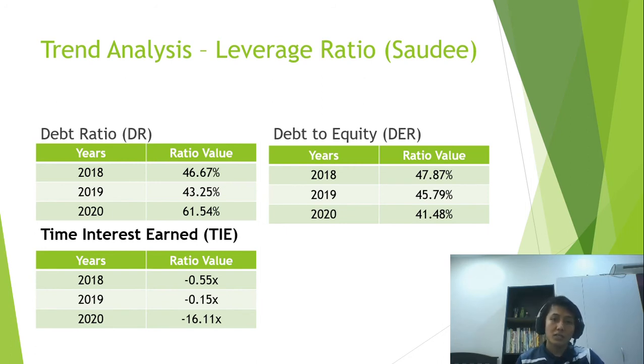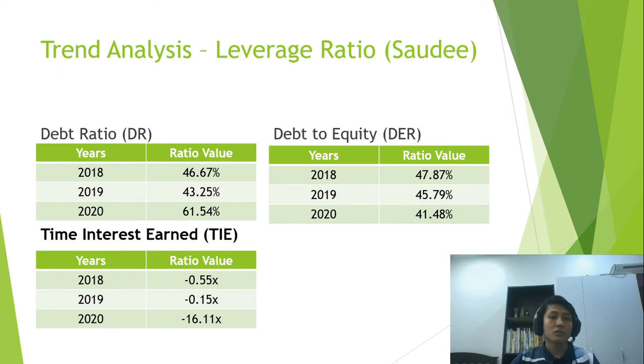Next, Saudee Group has debt to equity for all 3 consecutive years show as a good ratio performance. This is because it shows that the company had a decrease in the percentage of debt to equity from 2018 and 2020. It indicates that the company debt is gradually decreased from year to year.